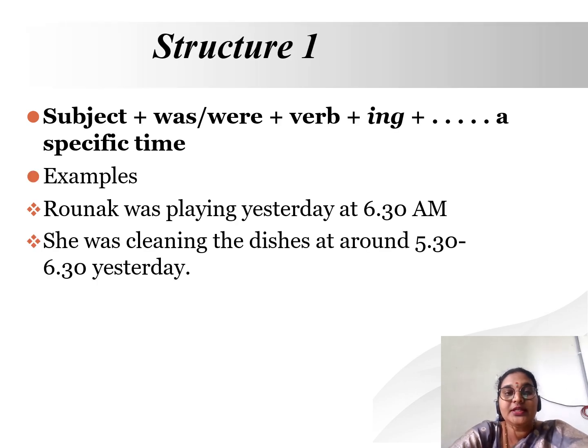If you can see the structure of this past progressive tense, the structure is subject plus was or were plus verb plus ing form at a specific time. Like if you can see the example, Raunak was playing yesterday at 6:30 a.m. This was the action which was going on at a particular point of time in the past. To express these kinds of actions, we can take the help of this past progressive tense, or we can also call this past continuous tense.